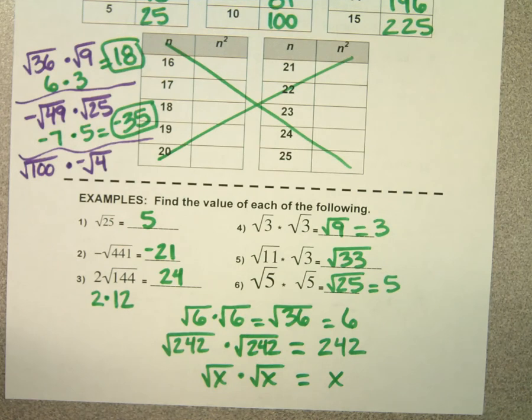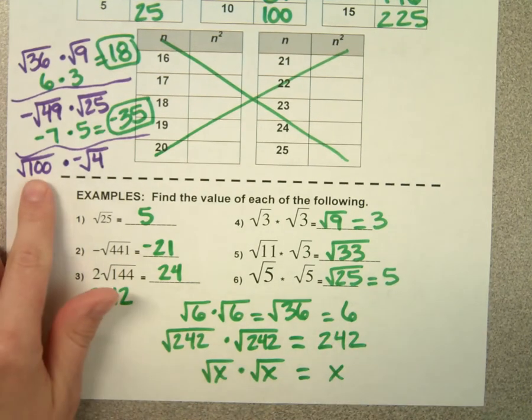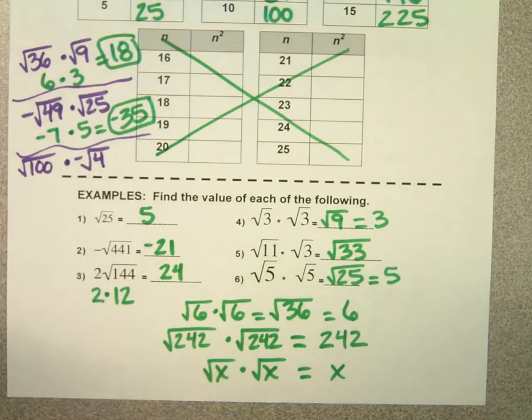Tyler, pay attention. You're off in outer space. Square root of 100 times negative square root of 4. Wait, why are we doing all these? Because I want to. There's no reason.